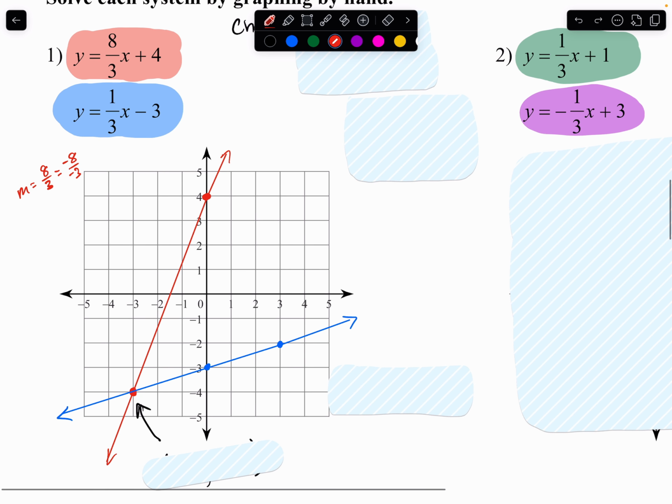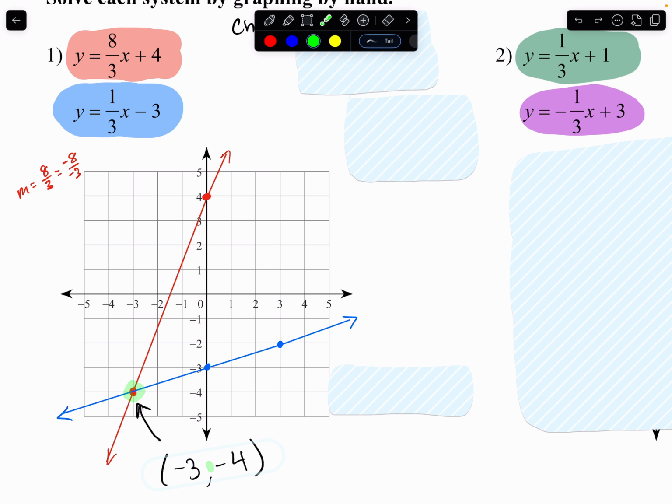We can graph the blue equation the same way. So we have our y-intercept of negative 3, and our slope is 1/3. So we can go up 1 and over 3, draw our line. Now that we've graphed, we finished step 1. Step 2 is to find that point of intersection, which looks like negative 3, negative 4.